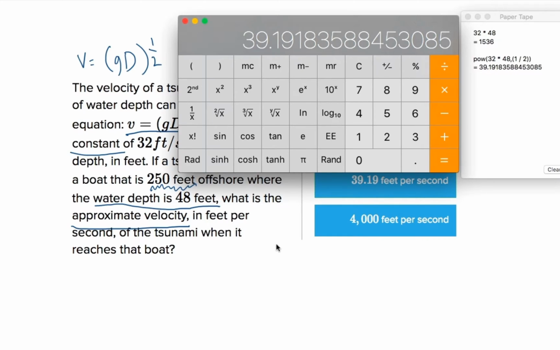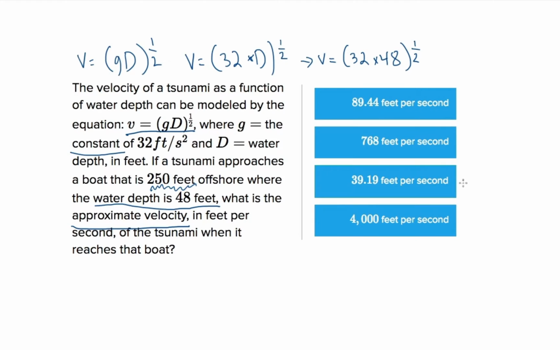Okay, so if I come back over here, well, actually, I don't even have to go back to my other screen. I can see right through that one of my options is 39.19 feet per second. Okay, so that's going to be our correct answer.